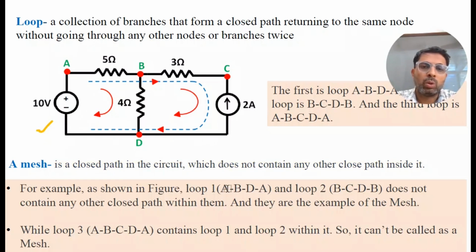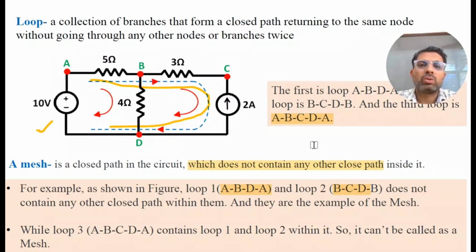Look, I had told you the loops: ABDA is the first loop, the second loop is BCDB. Now this was also the third loop I told you, but this cannot be a mesh. A, B, C, D, A contains one loop, another loop within it. So it cannot be a mesh, because a mesh does not contain any other closed path inside it. So these are the two meshes and these are the 3 loops.